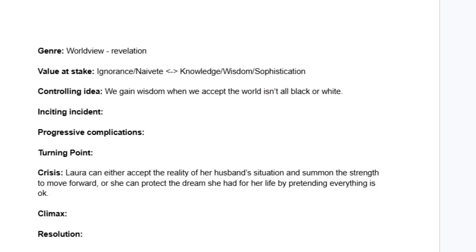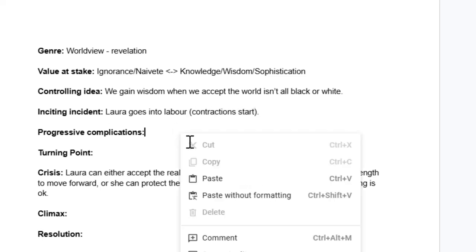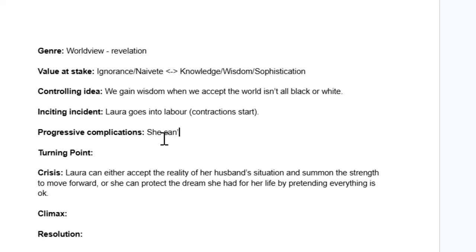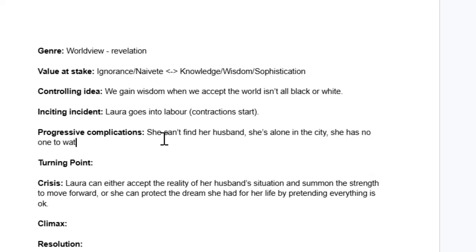So overall, to break it down into the five commandments, our inciting incident is that Laura's water breaks. Our progressive complication: she can't get a hold of her husband, she's in pain, she has no one to watch Sky, she can't drive. And then she calls her mom, who says you have to go to the hospital, but she doesn't want to go to the hospital without her husband.